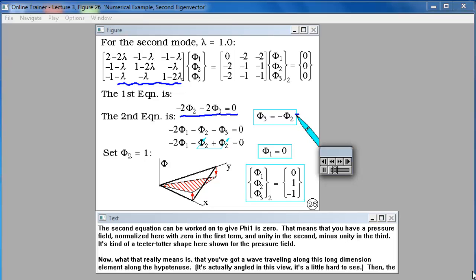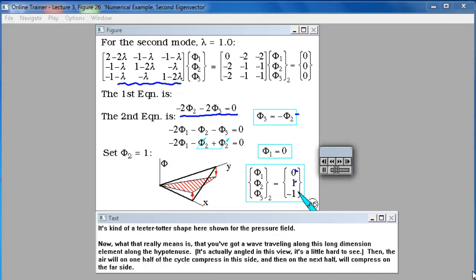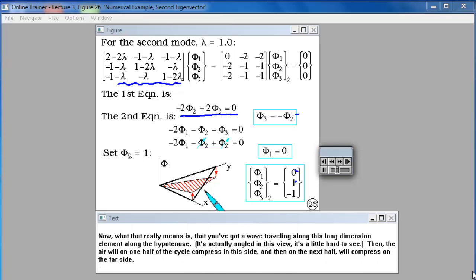The second equation can be worked on to give phi 1 is 0, and that means that you have a pressure field normalized here with 0 in the first term and unity in the second, minus unity in the third, and it's kind of a teeter-totter shape shown here for the pressure field.